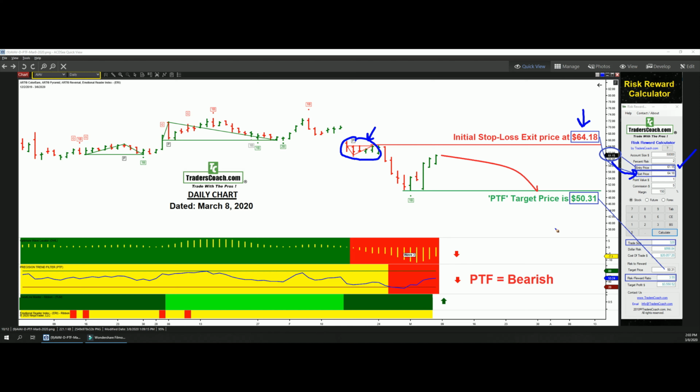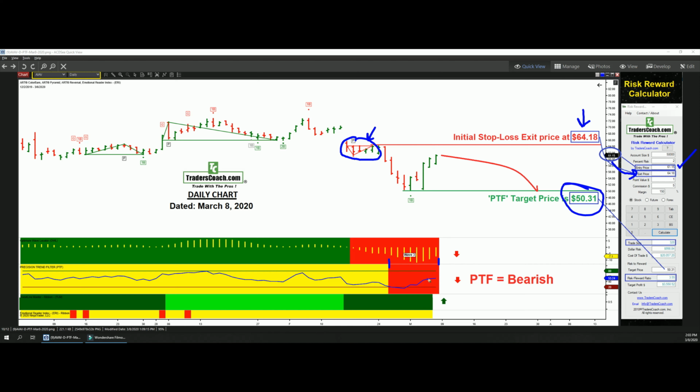Now, this is really neat here. So here's the PTF target price. How did we get that $50.31 right here? Very, very simple when you have the right tools. The PTF indicator is red, and this indicator has a 75% probability of accuracy.